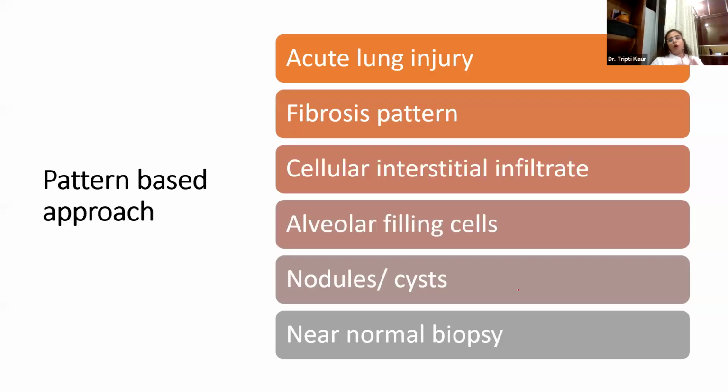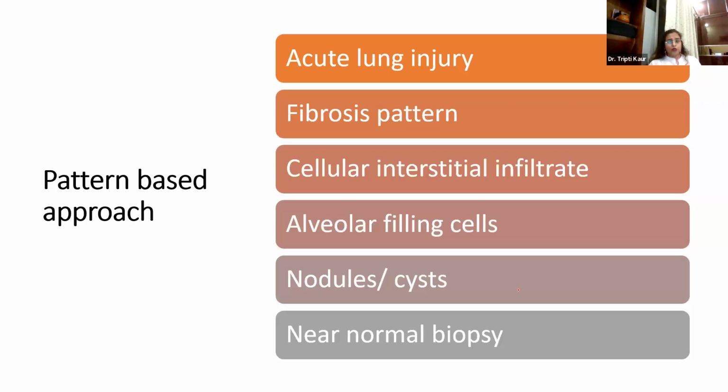So, like all other non-neoplastic pathologies in the lung, we have a pattern-based approach. We see whether it's an acute lung injury or a chronic lung injury. Chronic lung injury, we basically make out because of the fibrosis pattern. Now, if it's an interstitial infiltrate, what kind of interstitial infiltrate is it? Is it a lymphocyte, eosinophil, or something else? What are the types of alveolar filling cells? Are these macrophages? Are these some infectious organisms? Or are these some proteinaceous material which could suggest PAP?